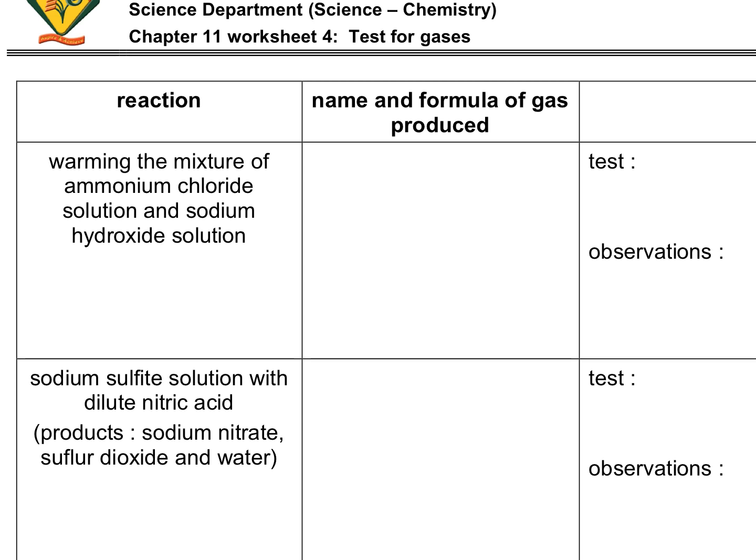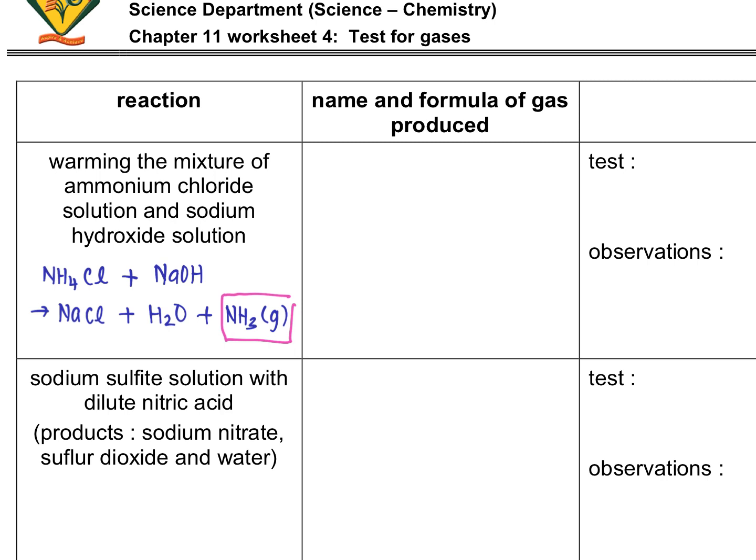Okay, so when you warm your ammonium chloride with your sodium hydroxide solution, you actually have this equation that you can formulate. So NH4Cl plus your NaOH, you will end up with your sodium chloride along with water, and what you'll be able to test is actually the ammonia gas. Okay, so this is produced in the form of gas. These are things you need to take note.